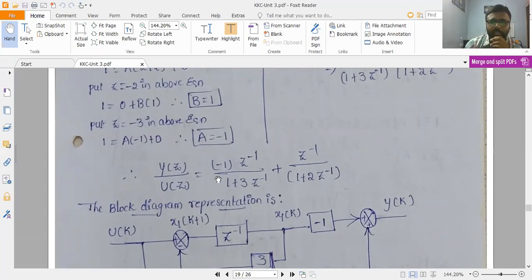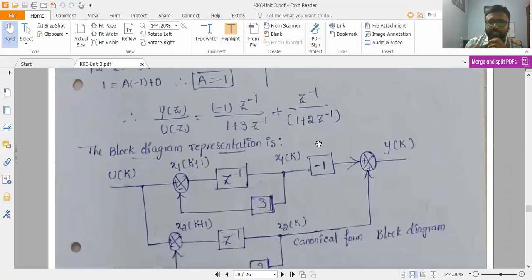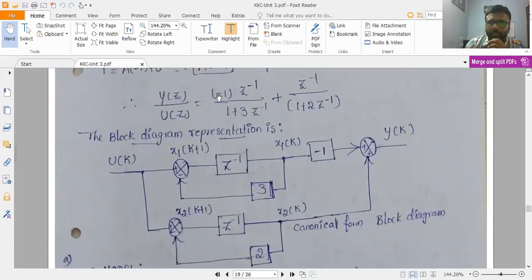So here, how many terms are there? Two particular terms are going to be there, so two z power minus 1 blocks are going to happen. So this is the block diagram for this one. The unit value is minus 1. It is going to be multiplied with z power minus 1, and the denominator value is 1 plus 3 into z inverse. So z power minus 1 and 3 are going to be in the feedback position, and it is multiplied with minus 1. The second term is z power minus 1 divided by 1 plus 2 into z inverse, so it is represented like this. That means z power minus 1 and 2 are going to be in the feedback connections.